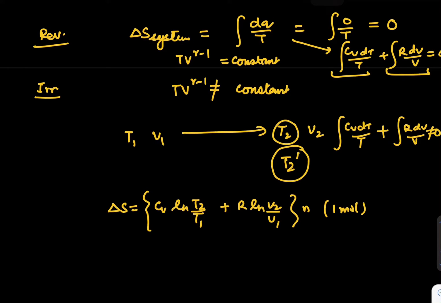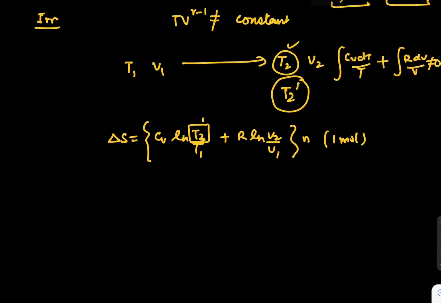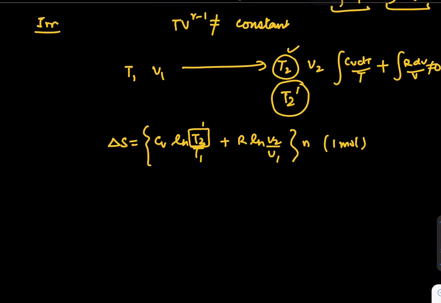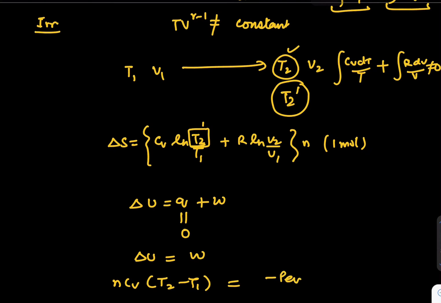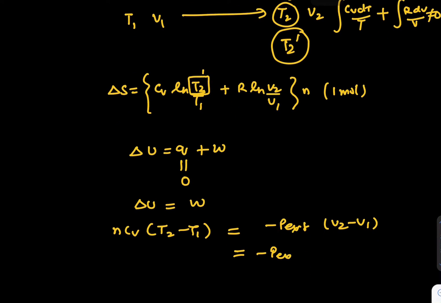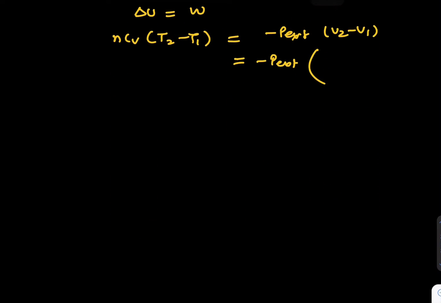But remember, this T2 which is written here is not this T2, it is actually this T2 prime, which is coming up with another equation which is applicable in the irreversible case. What is that? We say delta U is Q plus W, it is applicable for irreversible also. Q is 0, so delta U is W, and delta U is nCv (T2 minus T1) equal to minus P external (V2 minus V1), which is minus P external (nR T2 upon P2 minus nR T1 upon P1) under ideal gas assumptions.